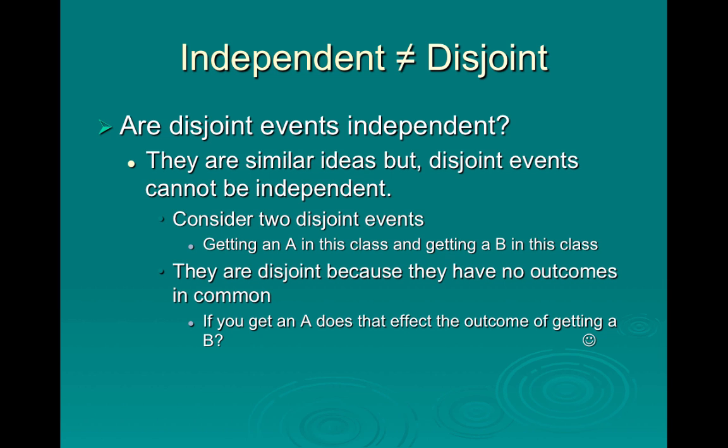They are disjoint because they have no outcomes in common. You cannot have both an A and a B. You will have one or the other. But if you know that you're getting an A, does that affect the outcome of getting a B?